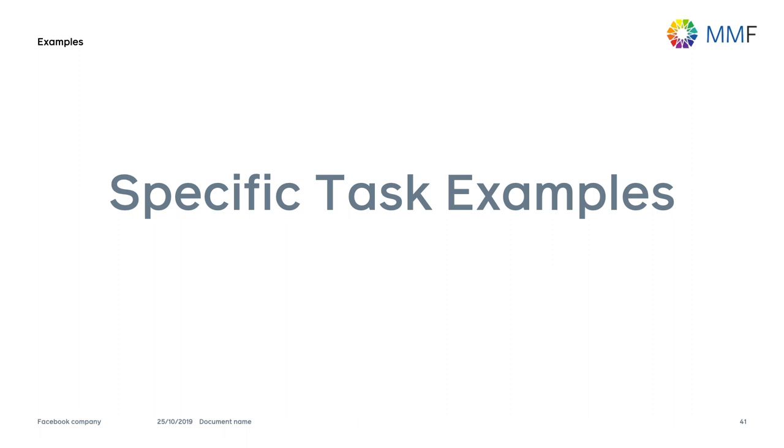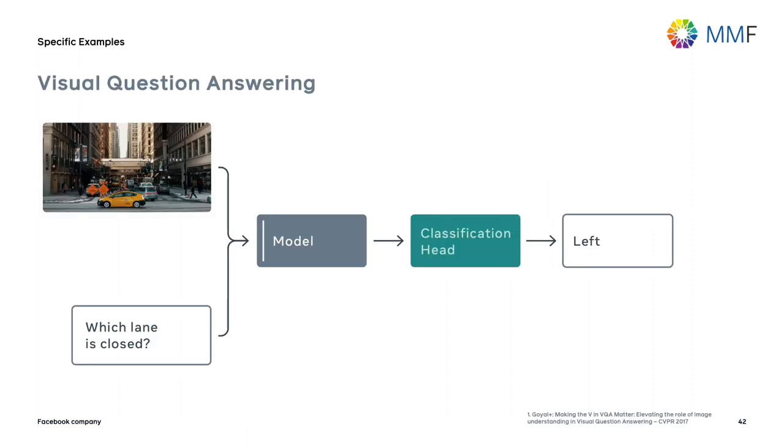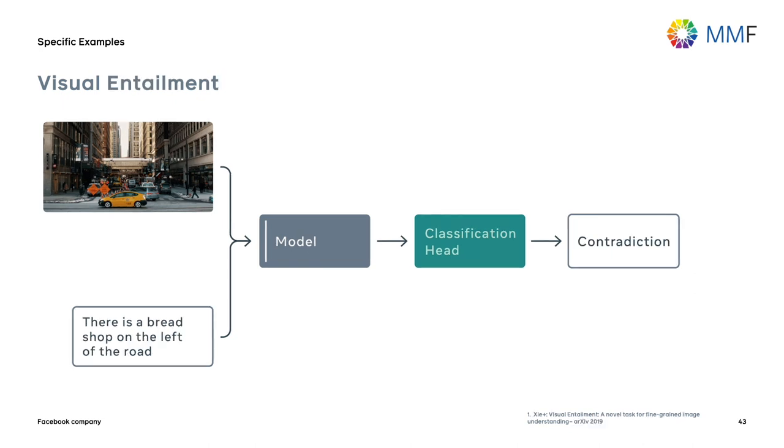So let's take some specific task examples to understand what exactly we mean here. Visual question answering will have a classification head, which will basically generate left. Then we have visual entailment, which again has a classification head. The task involves an image and a text, and you have to tell whether the text is entailment, contradiction, or neutral with respect to the image. So you have three-way classification, and the classification head is configurable for the number of classes you want to output. In this case, the text says there is a bread shop on the left of the road, and it's actually on the right side of the road. So it's a contradiction here.